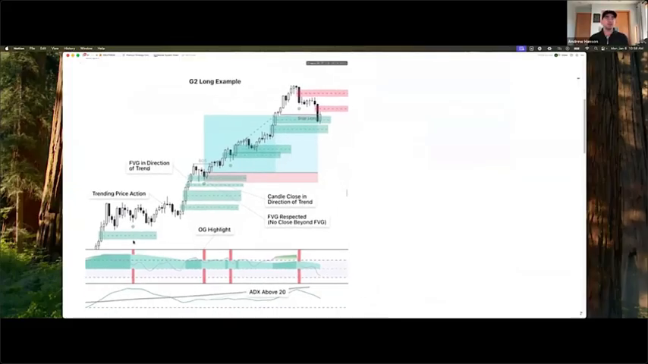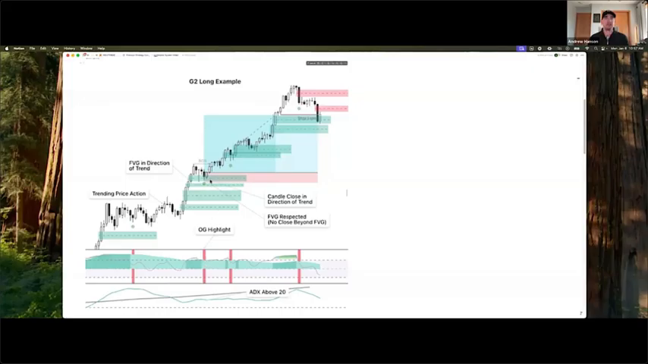Okay. So you can see here price is trending. We got an uptrend here. Price is trending. We're printing fair value gaps. Okay. We get an OG highlight. Price comes into the fair value gap. Then there's no candle close beyond this fair value gap. It's being respected. And then literally we're looking for the first continuation candle after this OG highlight.